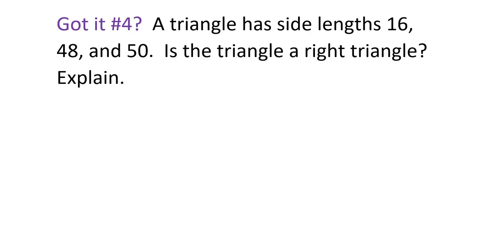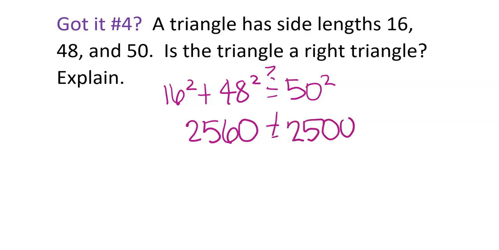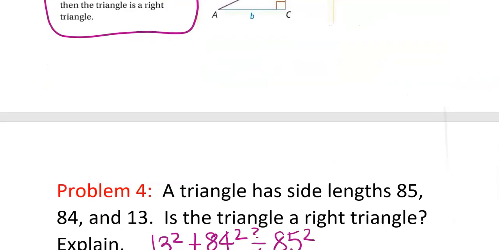50 is the biggest length, so I'm going to put that one as C. 16 squared plus 48 squared might equal 50 squared. You guys already said it doesn't, so we'll see. 16 squared plus 48 squared is 2560. You can do them separately and then get the answer if you want to. Just add them at the end. Do not do 16 plus 48 and square the answer, because remember that doesn't work. 50 squared is 2500. They are not equal, so this one is no. And if you wanted to give a reason, theorem, what was it, 8.3? 8.2.